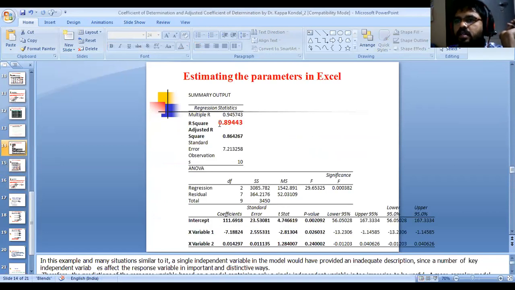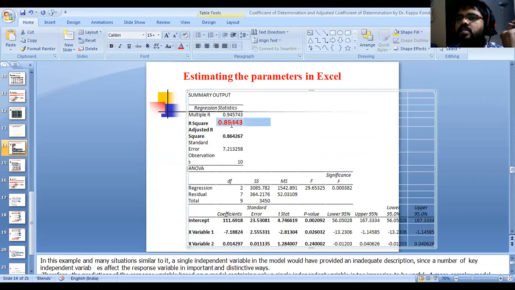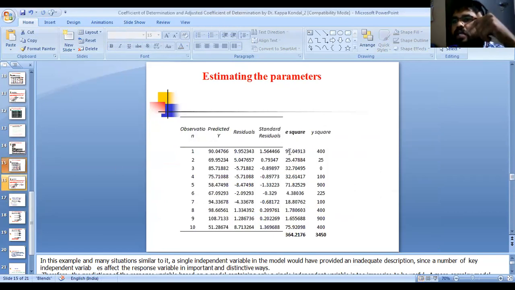See here. The R square is 0.8944. So we can calculate it the same way in multiple regression. But here the errors will be different, nothing but the sum of errors will be different. Because there are two variables, both variables can influence the dependent variable. So that's why the errors may be different and the predicted values are also different.